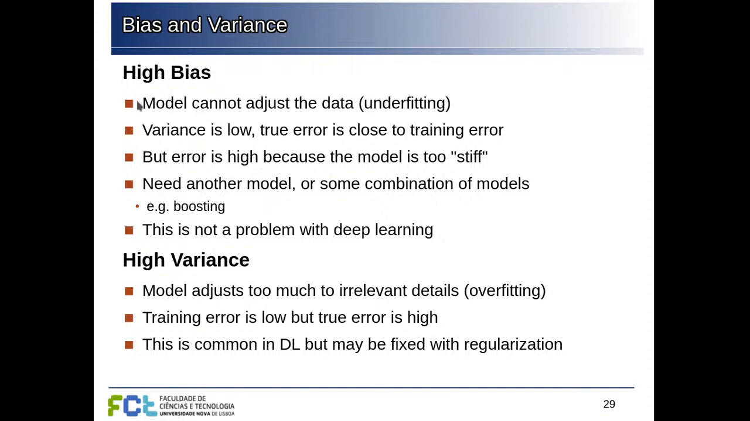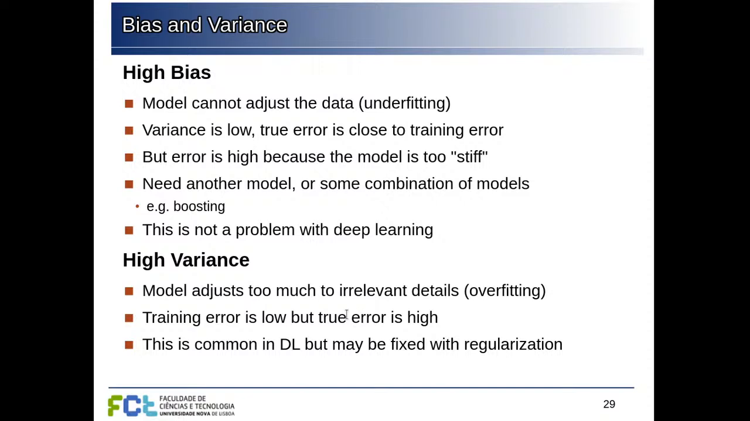There are some ways of solving this, for example, boosting. We saw this in machine learning, but this is usually not a problem with deep learning because we can always add more layers, increase the number of neurons and so on. So it's relatively easy to solve underfitting with deep learning because we can add complexity to the model. High variance is, however, a larger problem in deep learning because we tend to have models that are very powerful, have too many parameters, and can adjust too much to irrelevant data.